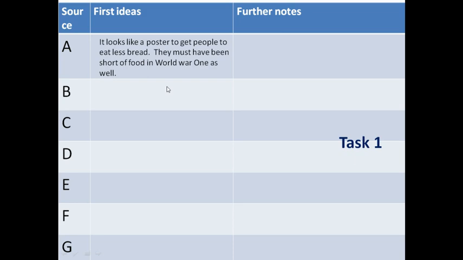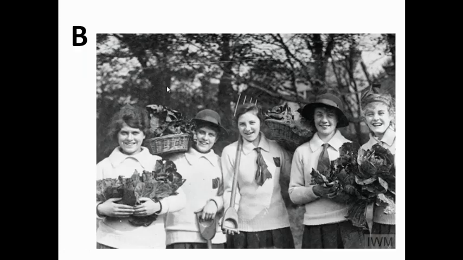Now we're going to look at source B. Source B. So you write down your ideas. This is World War I. These are children, older girls, aren't they? They're probably about 15, 16. You're going to just have a look at that and write down what you think. Pause the video if you need to.